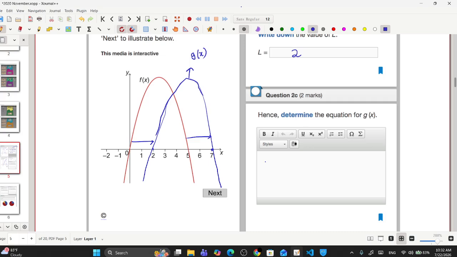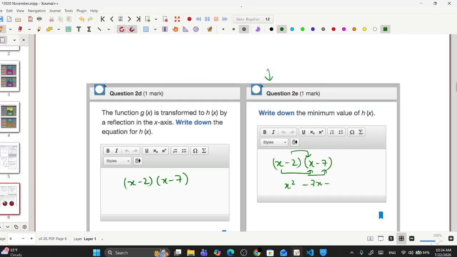So we have the equation that looks like this: x minus 2 multiplied by x minus 7. If we were to solve it, we would get x squared minus 7x minus 2x. This is a part you can solve. Minus 2 multiplied by minus 7 becomes positive 14. So we get x squared minus 9x plus 14. It says find the minimum point of this curve. So we know x equals minus b divided by 2a.